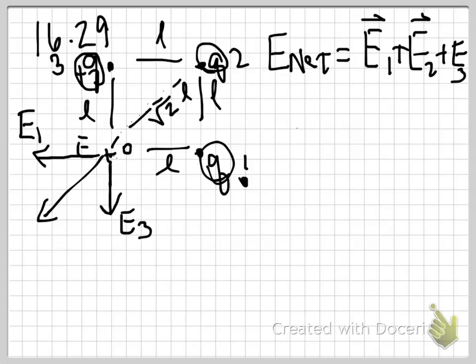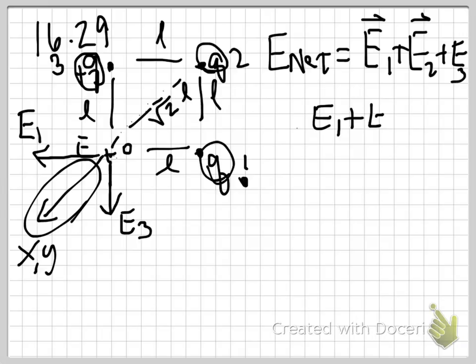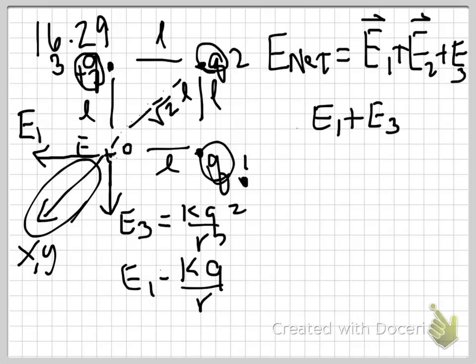Now, in this case, normally what we would do is break each vector into its x and y components. But I think it's actually easier to find the resultant of E1 plus E3, because they're equal, and the reason why they're equal is that kQ over r squared is how you calculate E. E1 is going to have the same k, the same Q, and the same distance. Right, that squared is supposed to be there.